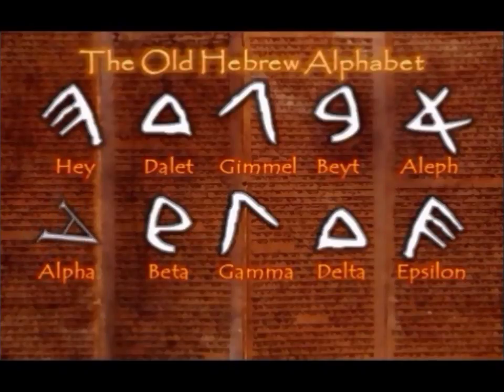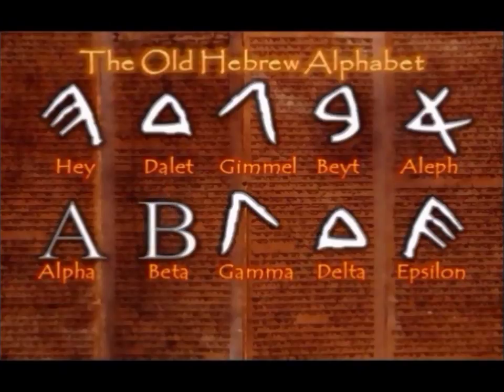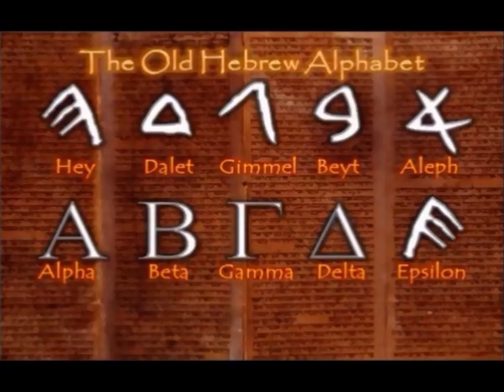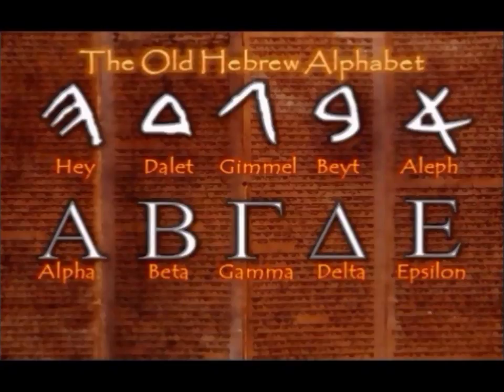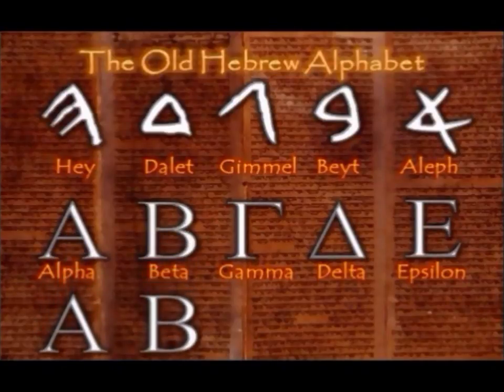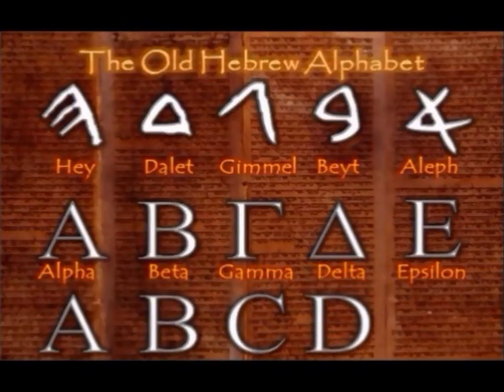Over the centuries, these ancient Greek letters evolved into their modern Greek forms. Our English alphabet is Roman, and because the Romans adopted the Greek alphabet, we're able to see our own modern English alphabet in these ancient Hebrew turned Greek letters: the A, B, C, D, and E.